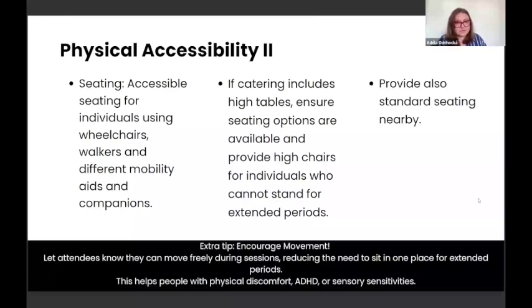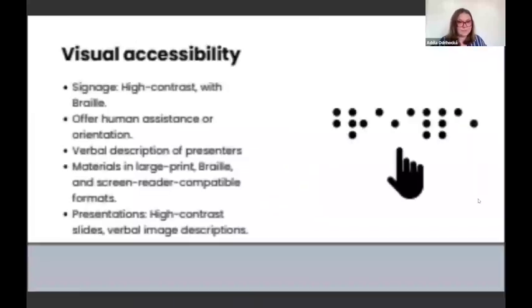An extra tip for you is to encourage movement, and even in the invitation, if that's possible. So you can let attendees know that they can move freely during sessions, which reduces the need to sit in one place for extended periods, which can be very difficult for some people. It can help with physical discomfort or sensory sensitivities.